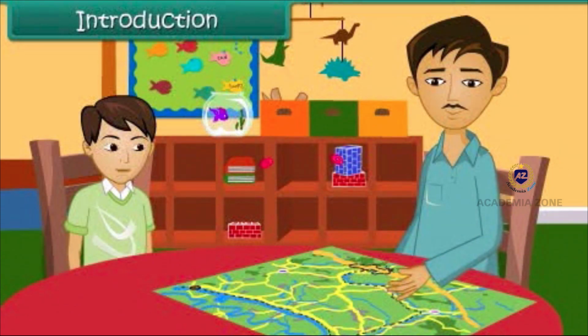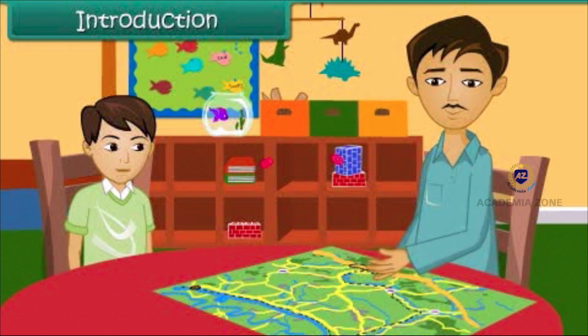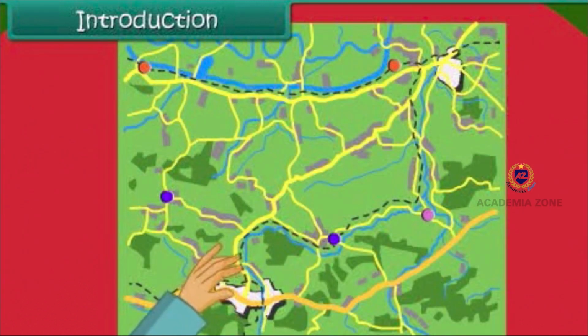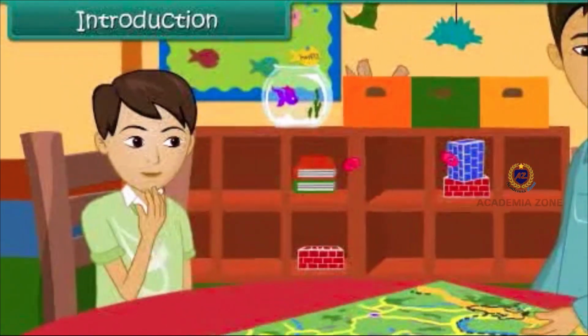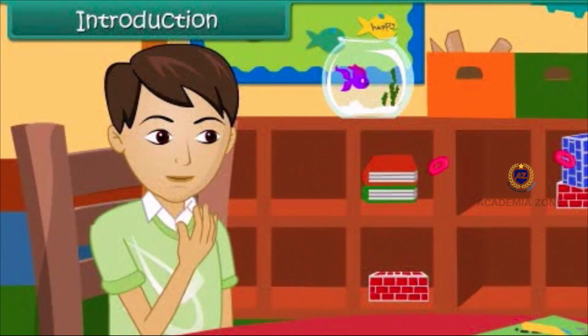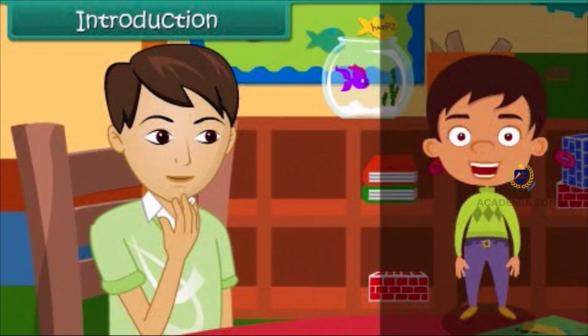Vishesh is watching his father going through a map. The map contains a number of symbols and signs. It also has black and blue dotted lines, some green patches, and some dots. He wonders what the signs and symbols on the map represent. In this lesson, you will learn about directions and maps.